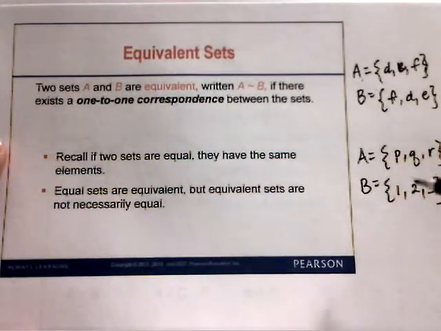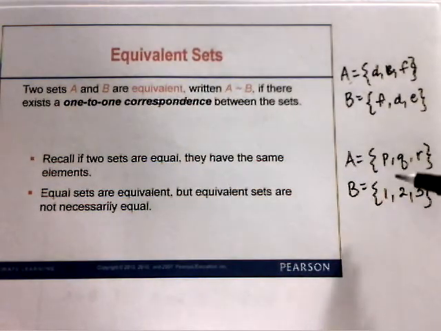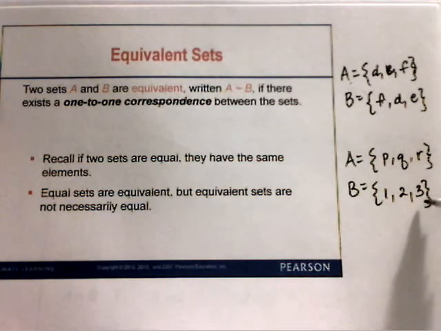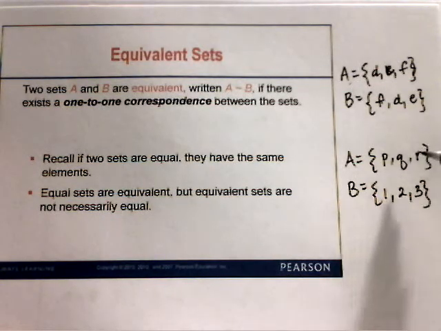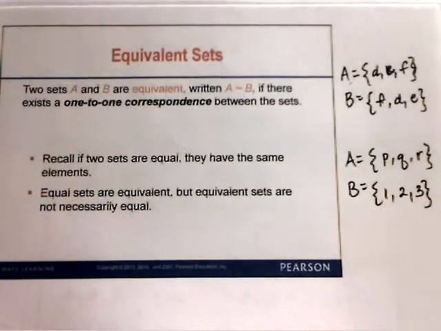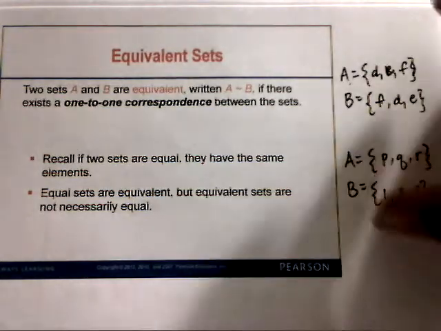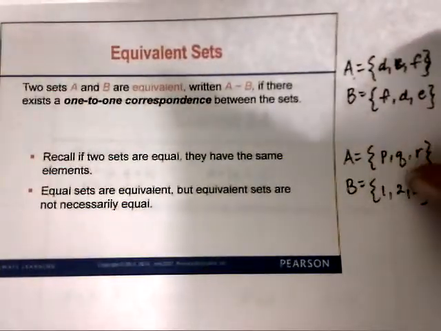Okay. These are equivalent sets. A and B are equivalent because P can be paired with 1, Q can be paired with 2, and R can be paired with 3. Here I have a one-to-one correspondence, so that's an equivalent set. But they're not equal because the elements that are in B are not in A, and the elements in A are not in B. So here, those are not equal sets, but they are equivalent sets. Okay, so that's the difference between an equivalent set and an equal set.